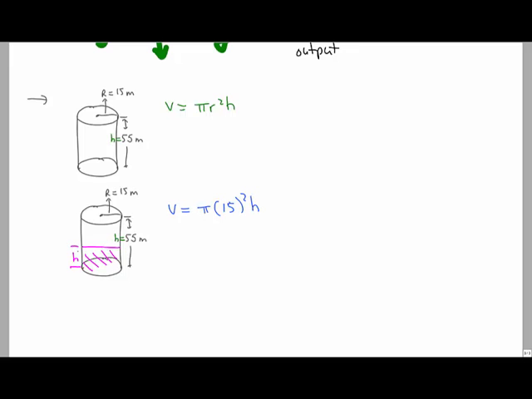Now this h can move, it's variable, it could go higher or lower. And I just want to write this generic formula. 15 squared is 225. So this is 225 pi h. So this is my function that I'm working with here. Now usually when we start talking about the function, I might put this in functional notation. Instead of v, I might put v of h and say, you know what, this depends on height. So volume is dependent on height.